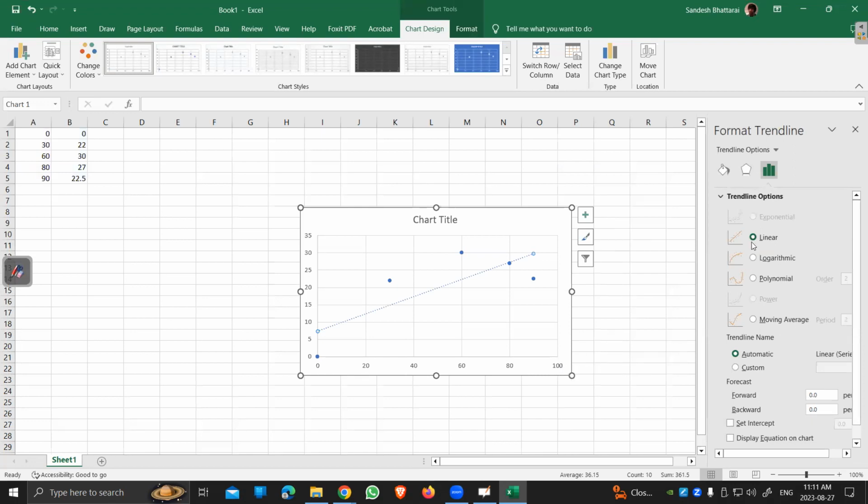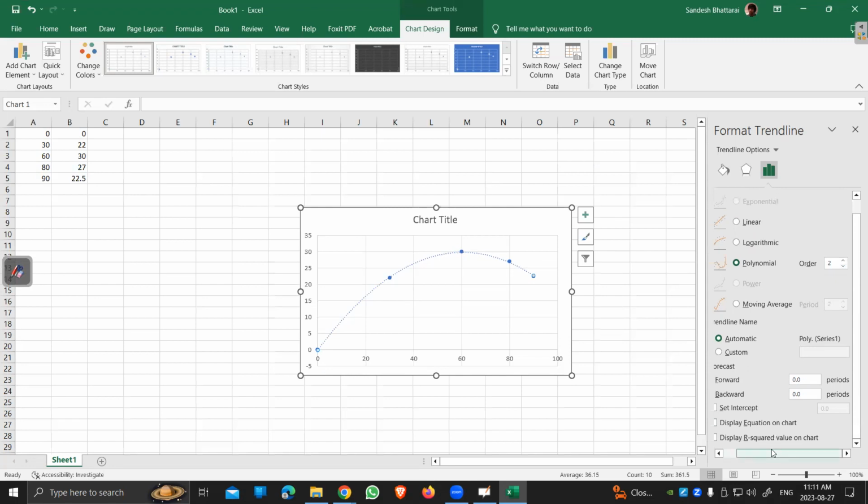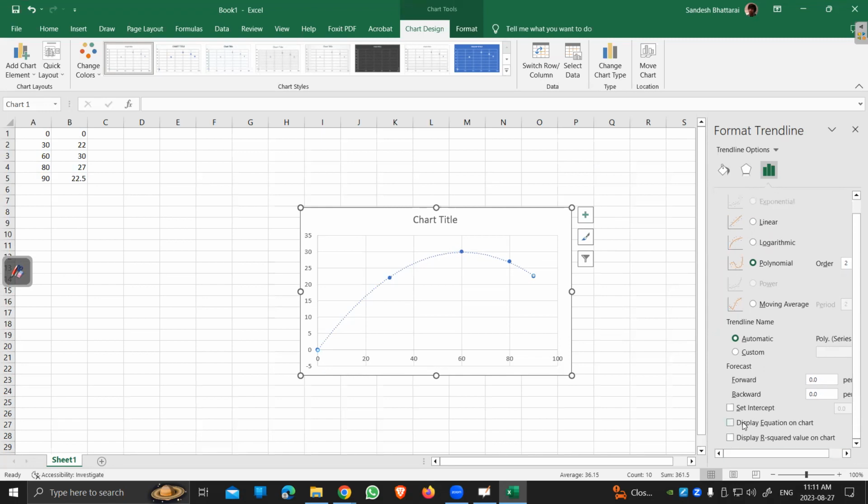Now, we don't want a linear. We know this is not linear. We know this is quadratic. Yeah, quadratic means it's a polynomial. Look at that. Order 2. Order 2 means it's a quadratic polynomial. You can try and fit an order 3 or order 4, but we know this is a quadratic, so we're going to stick with order 2. And then finally, you can get the equation by clicking display equation. And that's the equation right there.